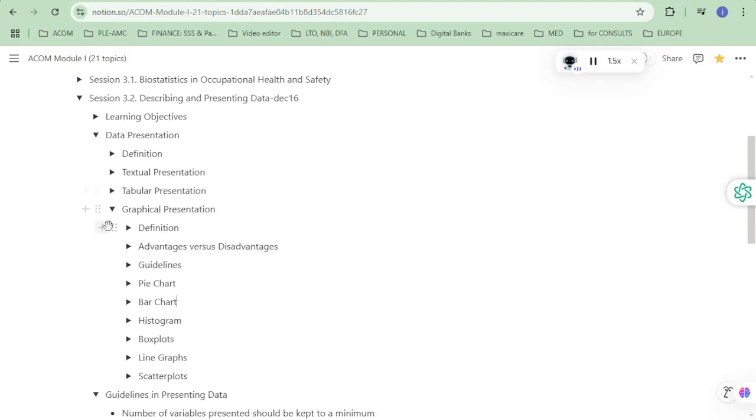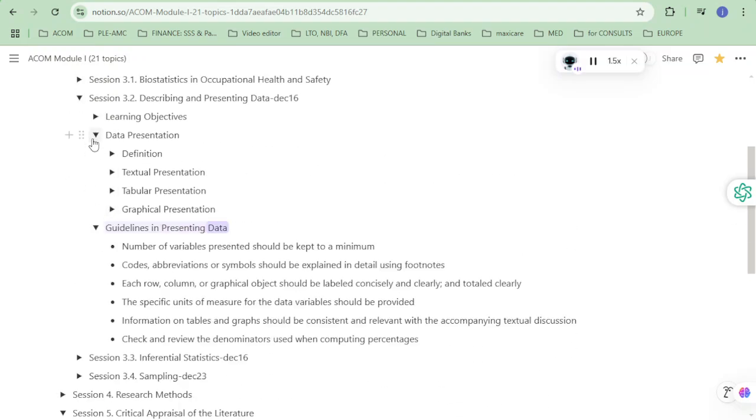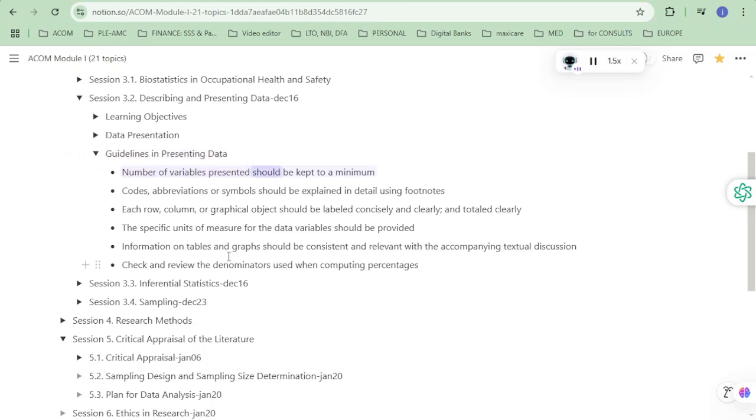Guidelines in presenting data. Number of variables presented should be kept to a minimum. Codes, abbreviations, or symbols should be explained in detail using footnotes. Each row, column, or graphical object should be labeled concisely and clearly, and totaled clearly. The specific units of measure for the data variables should be provided. Information on tables and graphs should be consistent and relevant with the accompanying textual discussion. Check and review the denominators used when computing percentages.